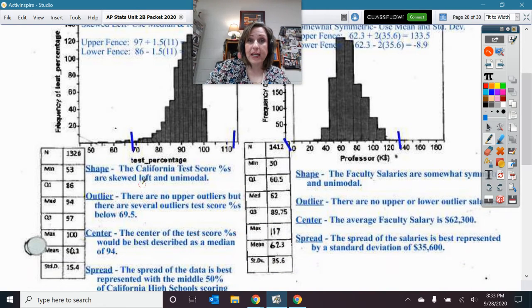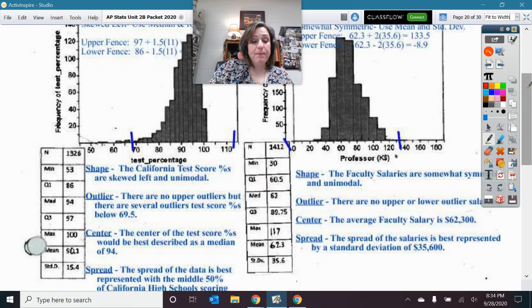Okay, all right, here we go. Shape. Now, look, here's context. The California test score percents are skewed left and unimodal. There are no upper outliers, but there are several outlier test score percentages below 69.5. I can't tell exactly how many there are in this data set because N is the number of items. So there's 1,326 pieces of data. I don't know what the heights of those bars are. So I just know there's several below that point.